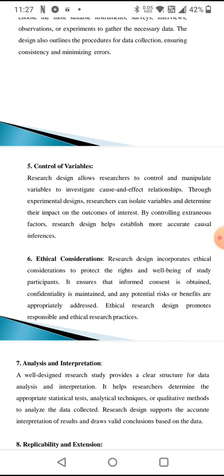Yeah, because in the later stages we'll see different types of research design documents, right? So you should be able to compare the first with the last of the research design document.